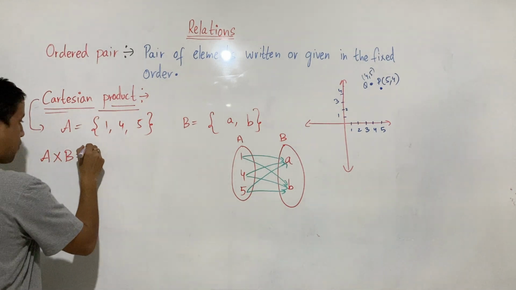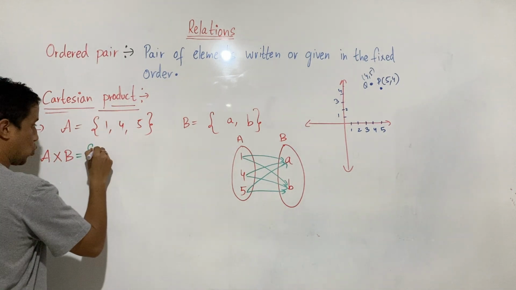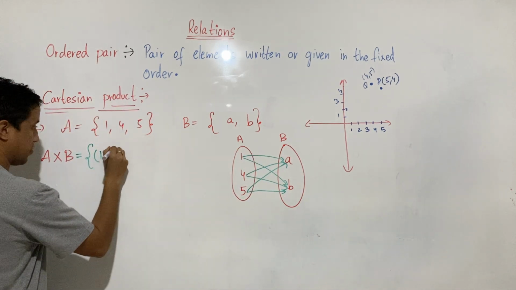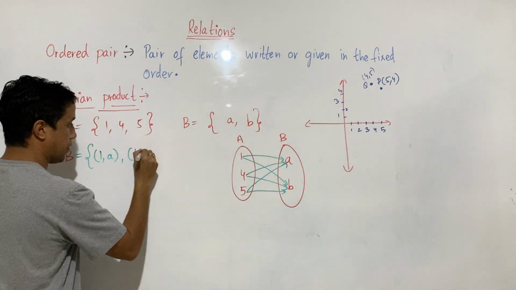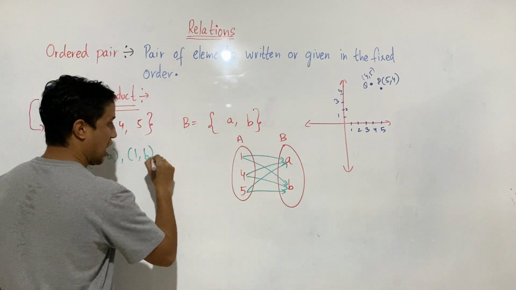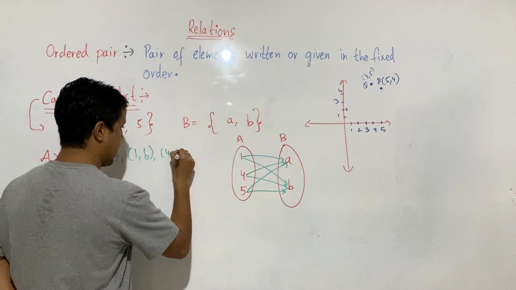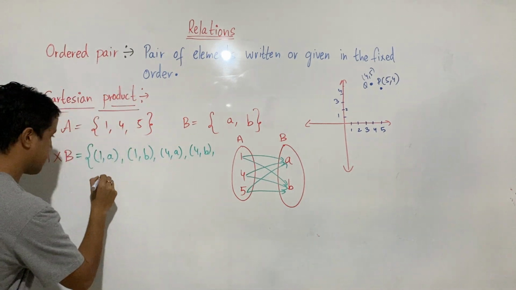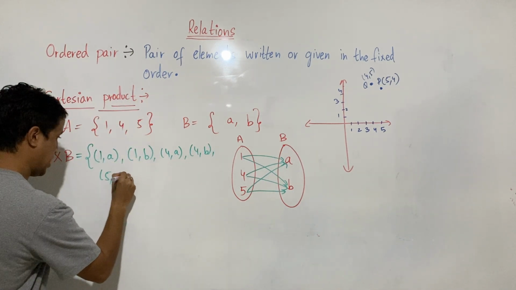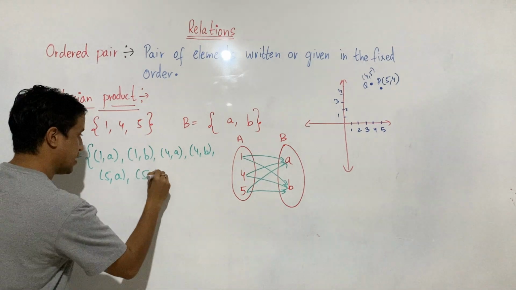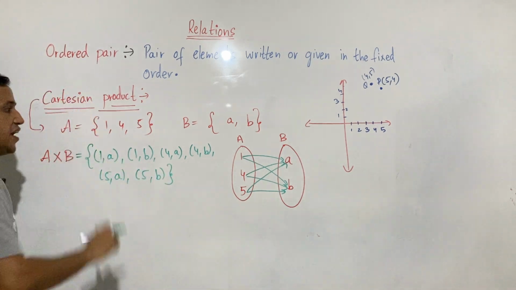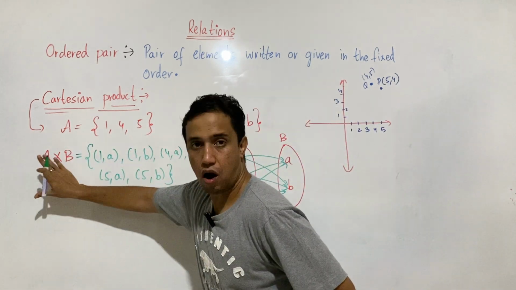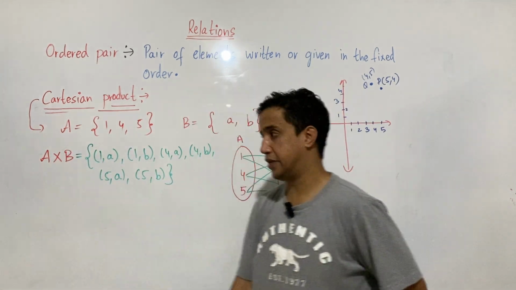So A Cartesian product B is going to be 1A, then 1B, 4A, 4B, 5A, and 5B. Okay, so this is A Cartesian product B.